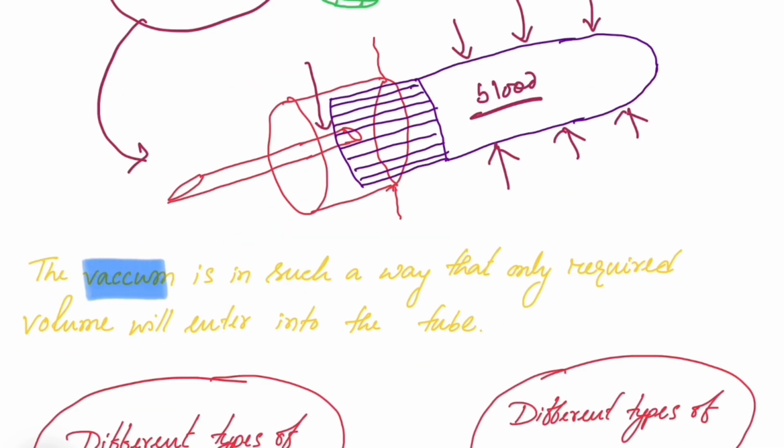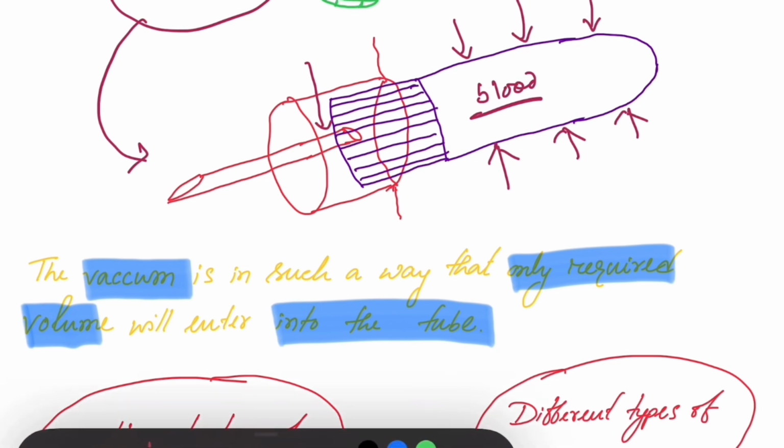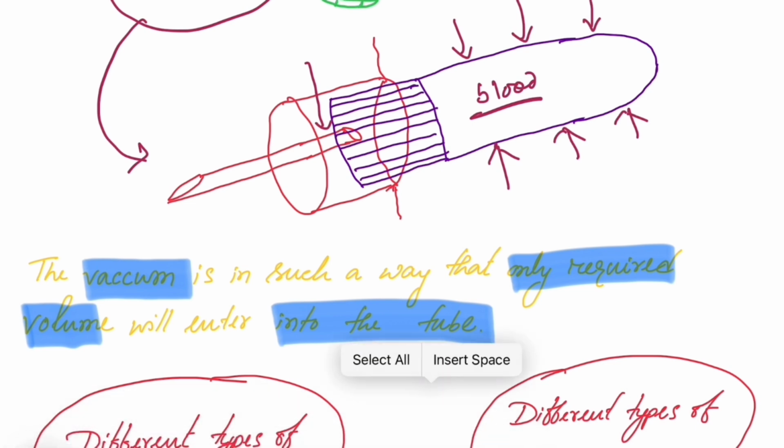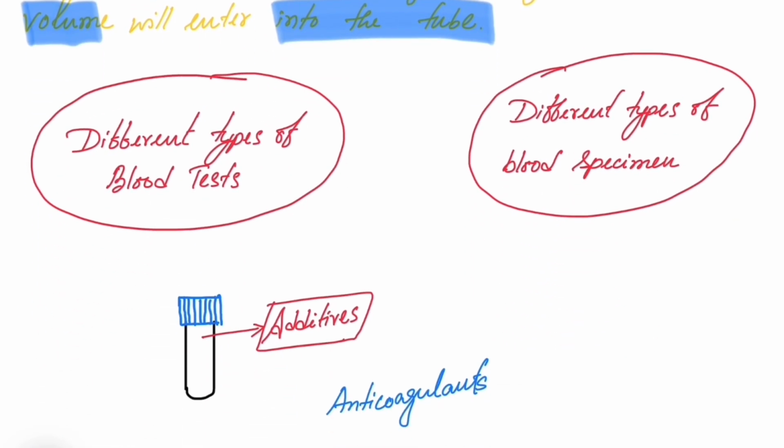The vacuum is such that only the required volume of blood will enter the tube. If you need 2 ml of blood for a particular test, then only 2 ml will be collected. If you need 1.6 ml of blood, then 1.6 ml of blood will be collected into the vacutainer. Different types of blood tests require different types of blood specimens.